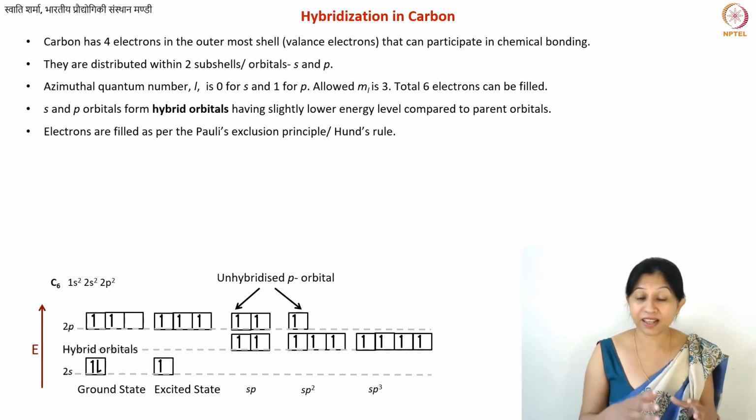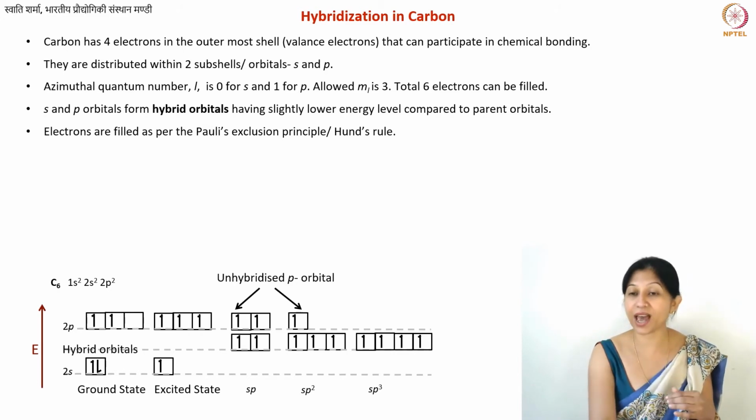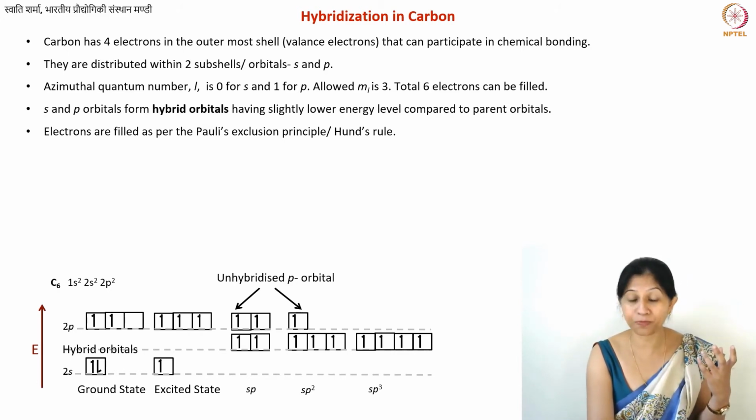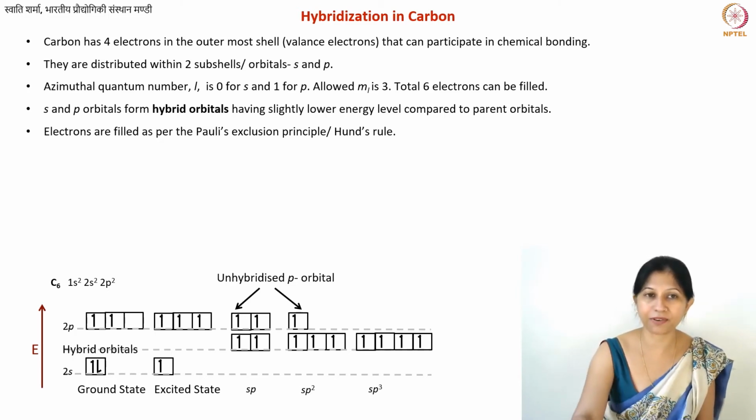Well, sp hybridization is more common in the case of compounds rather than elemental carbon. Although there is one certain form of elemental carbon which has sp type of hybridization. This is something we are going to discuss in the next couple of lectures.